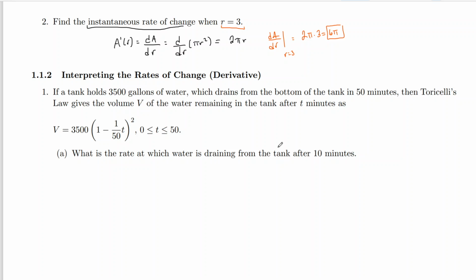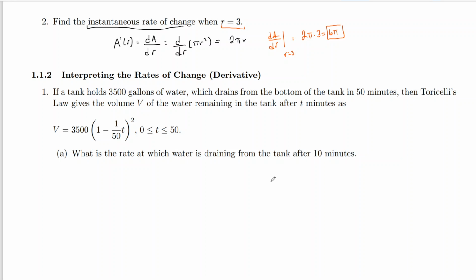One thing I wanted to bring up just from this question here, it says it's about a tank. It's holding 3,500 gallons of water, and it's draining from the bottom of the tank in 50 minutes. If you're in this exact setup, so you have a tank with water draining, and you know how long it would take to drain the entire thing, then something called Torricelli's law will tell you the volume of the water remaining after t minutes is given by V equals, and for this specific one, it's 3,500 times 1 minus 1 over 50t, and then that stuff in the parentheses is squared.